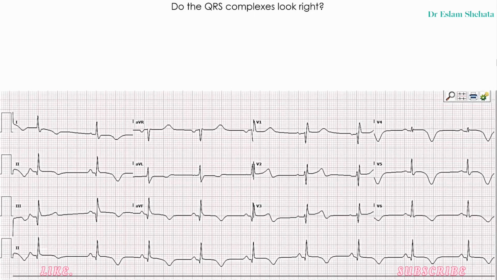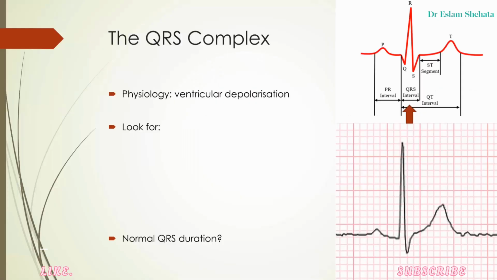After the PR interval, we have the QRS complex, so let's go through it. As you know, the QRS complex is the recording of ventricular depolarization. Okay, that's the physiology here. Things that you should look for include the width. Is it narrow complex, which is normal, or is it wide complex? We should look at the height or the voltage. Okay, so a high voltage causes a tall QRS complex.